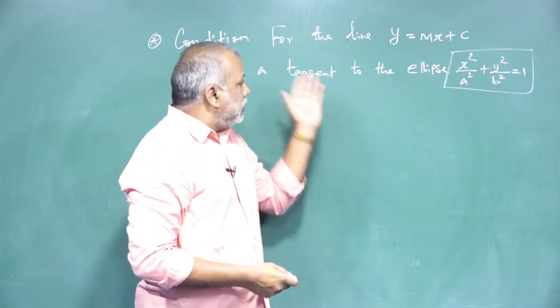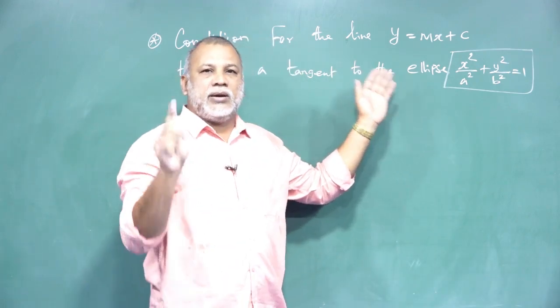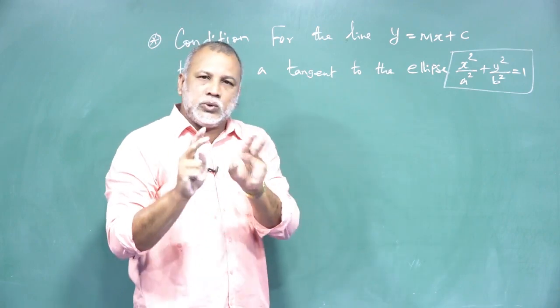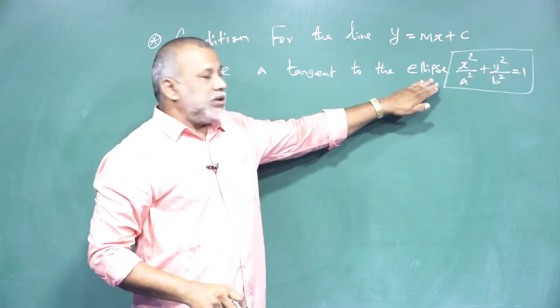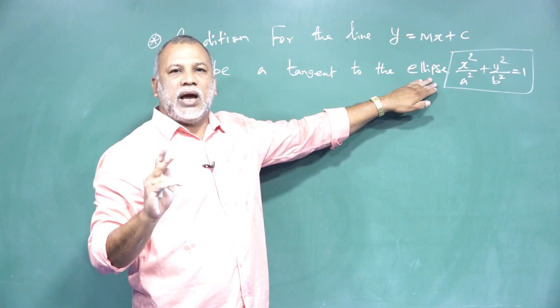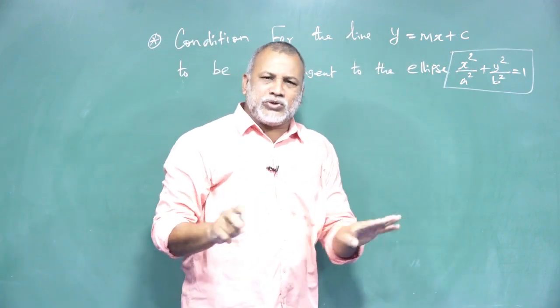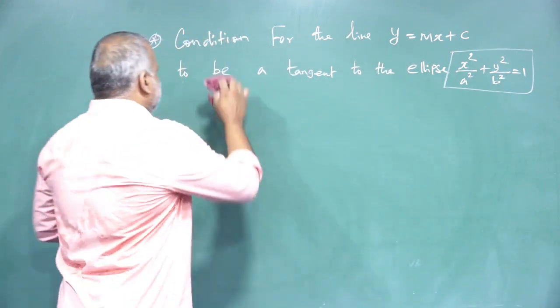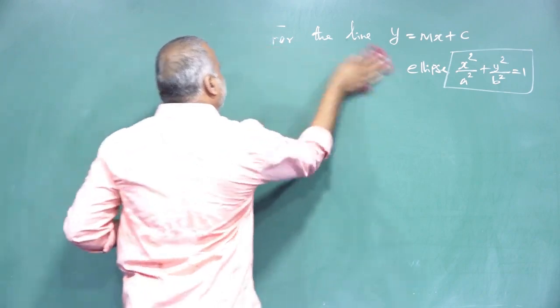Yesterday we discussed it for the parabola. Today we are going to discuss two derivations. One is for the ellipse, another one is for the hyperbola. Now listen, the procedure is the same as we discussed yesterday.